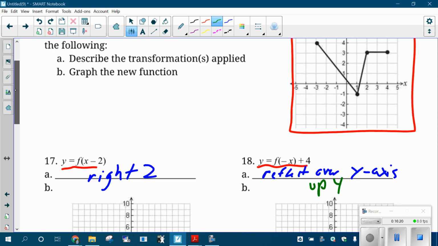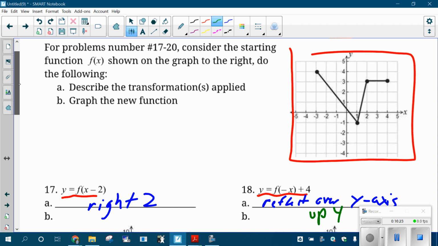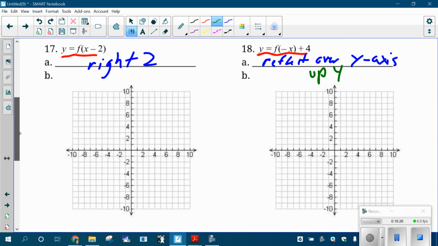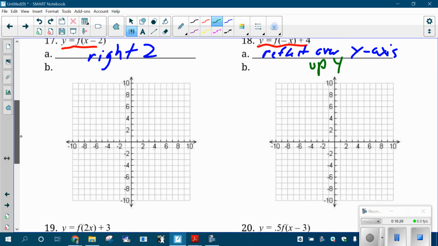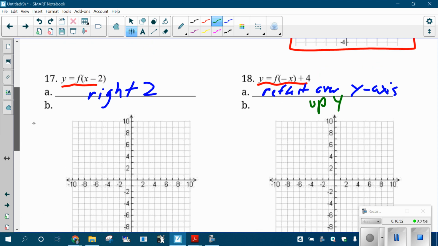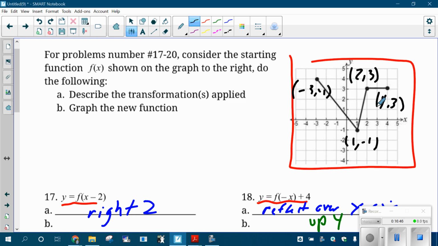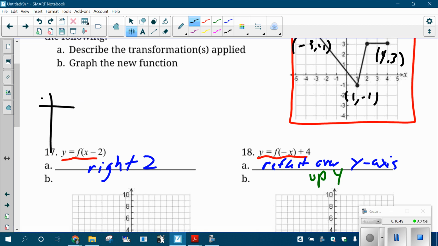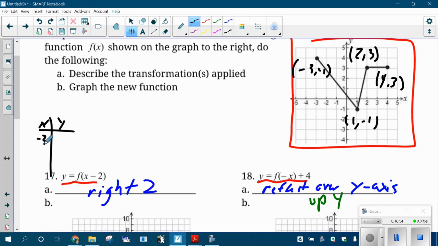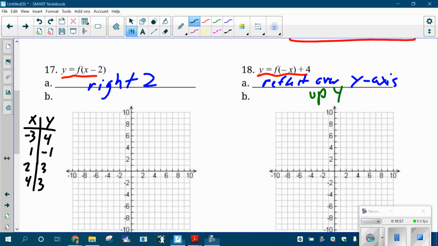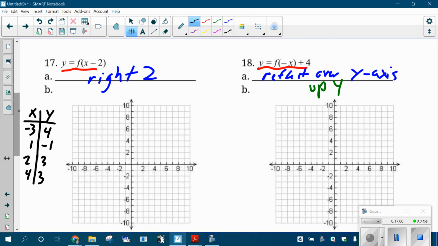Now, how do you actually do this graphically? There's lots of ways to do this. You could just take this graph and try and draw it right 2. That's totally fine, but it's going to get more complicated when we start having more transformations. So what a lot of kids like to do is make a little table. They take these points, these coordinates, and they make a little XY table, and they say, here were the original points. And they say, I'm going to apply this transformation to that table.